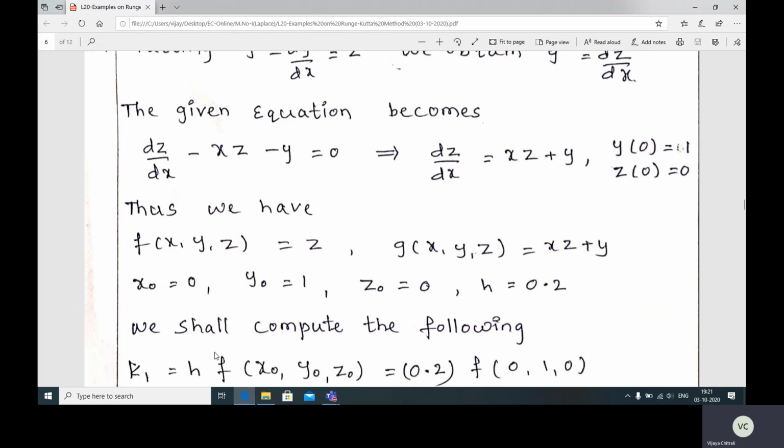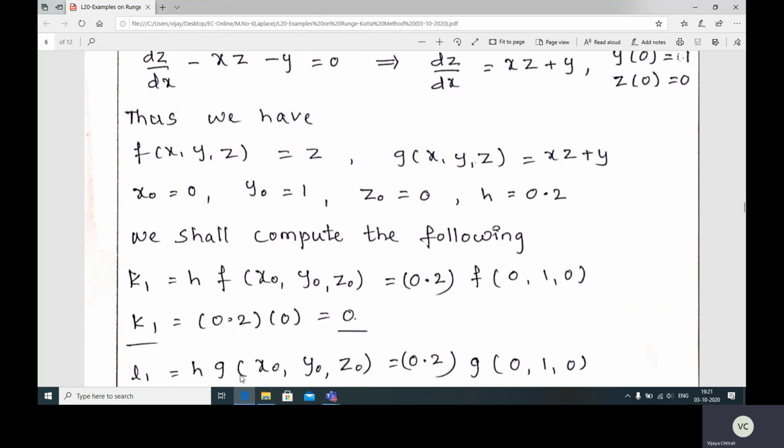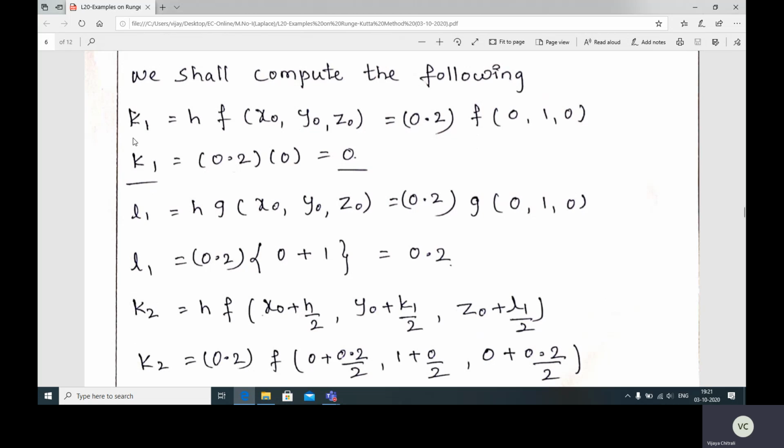Now we need to compute k1, L1, k2, L2, k3, L3, k4, L4. Finally, y of x0 plus h and y dash of x0 plus h, or z of x0 plus h, follow. So k1 is h into f of x0, y0, z0. Here h is 0.2, x0 is 0, y0 is 1 and z0 is 0. So f of x, y, z is z. In place of z we have 0. So 0.2 into 0 is 0. So k1 is 0.